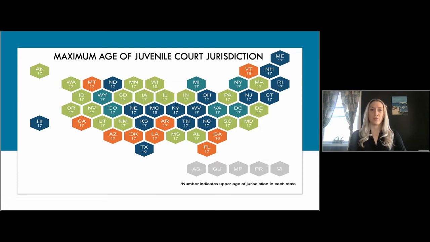There's been a huge push recently to raise the age so that youth under the age of 18, all youth under the age of 18 who are not considered adults yet, have access to the juvenile system and juvenile programs. But in Texas, this means that any youth over the age of 16, so those who are 17, are actually going to be charged and tried as adults.